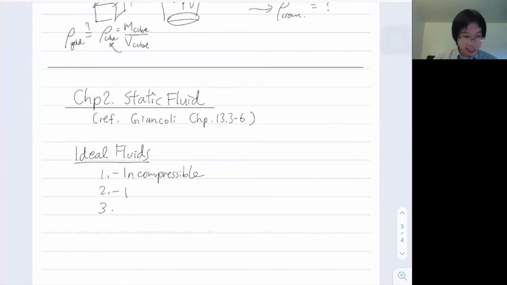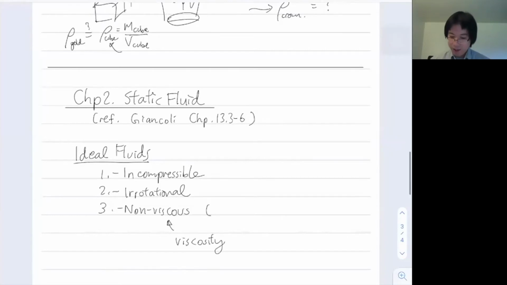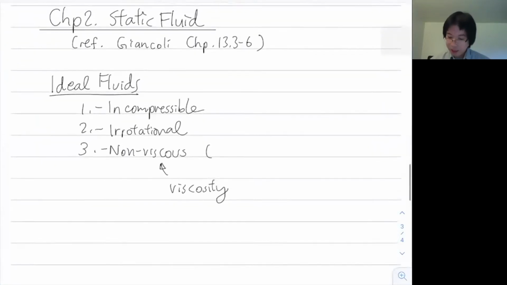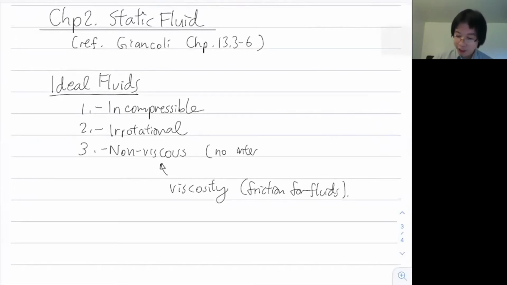The next one is irrotational, and the last one is non-viscous. What do these mean? Okay, non-viscous. Let me talk about that. Viscous comes from the word viscosity. Hopefully everyone understands above. I'll zoom back in. Viscosity is basically friction. It's a fancy word for friction for fluids. So non-viscous means that it has no internal friction.